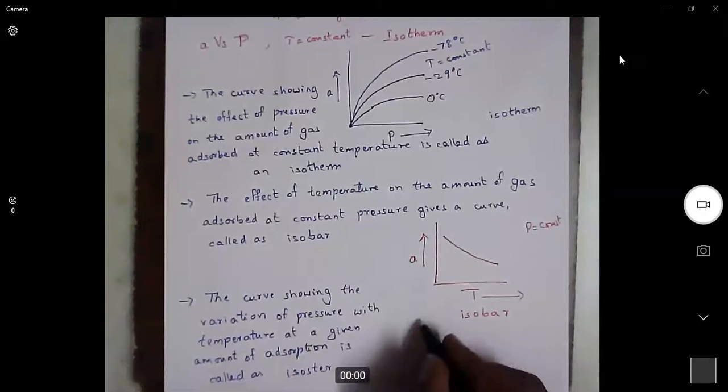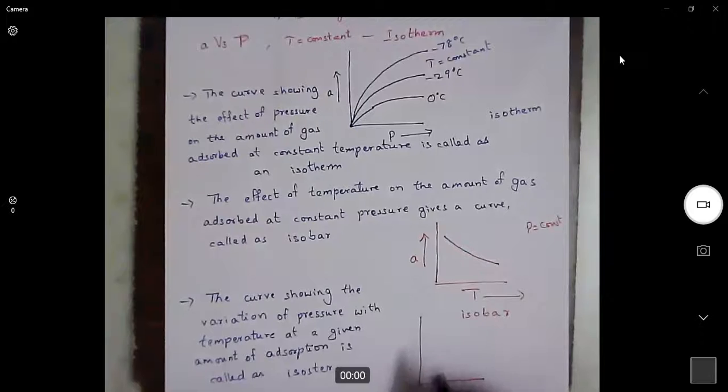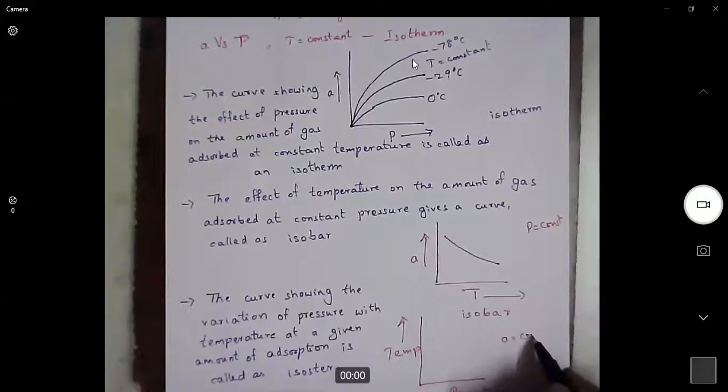Here on the x-axis we will take temperature, on the y-axis we will take pressure, and A is constant. The amount of adsorption is constant. So this graph is called an isoster.